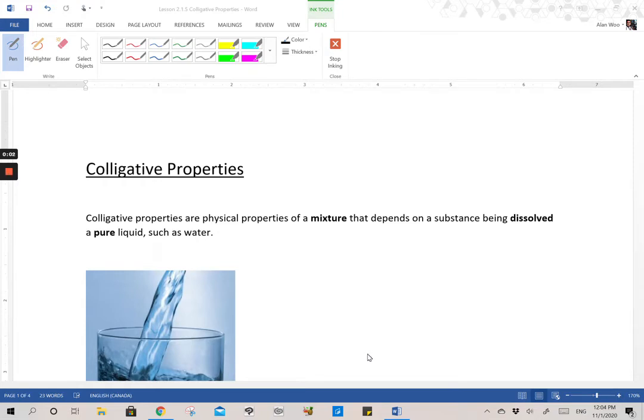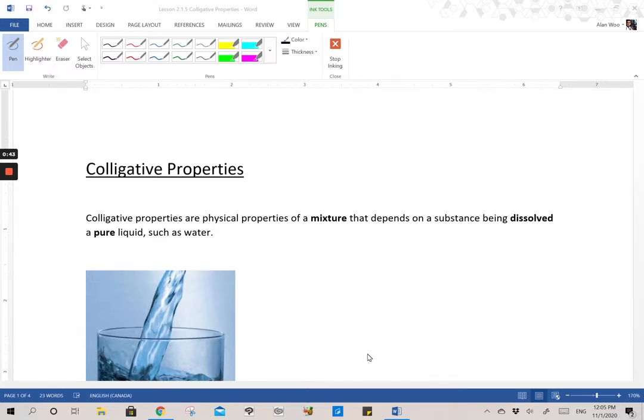Hi everyone. In today's class, we'll look at something called colligative properties. Colligative properties are basically physical properties of a mixture. Okay. Now, this mixture depends on what's being dissolved and how much is being dissolved in a pure liquid, like water. So we'll look at what kind of effect adding dissolved substances to a pure liquid, such as water, has. We're generally going to focus on two physical properties here, and that's freezing point and boiling point.